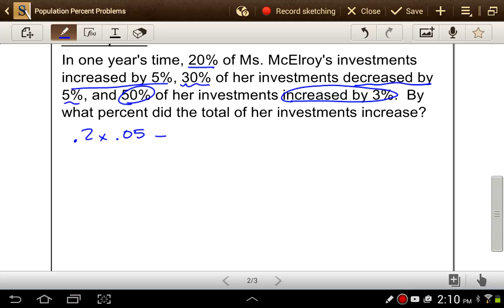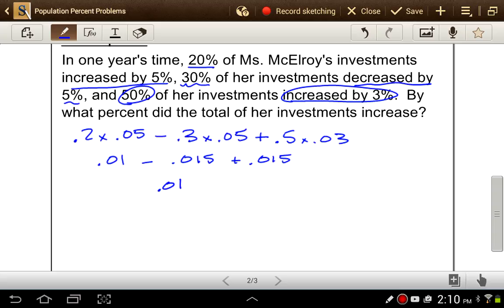It's going to be 0.3 times 0.05, and then an increase of 50. For the 50% was an increase, so it's going to be plus 0.5 times 0.03. That's going to give me 0.01 minus 0.015 plus 0.015. When I add those up, you can see I'm subtracting 0.015 and then adding 0.015. So that's just going to leave me with 0.01.